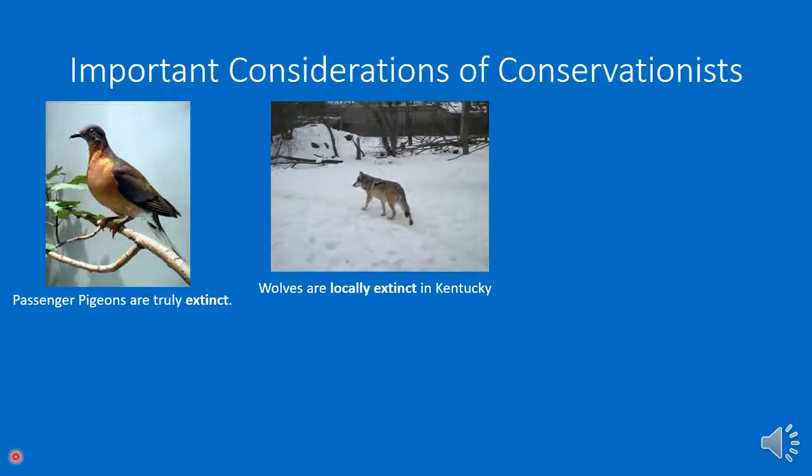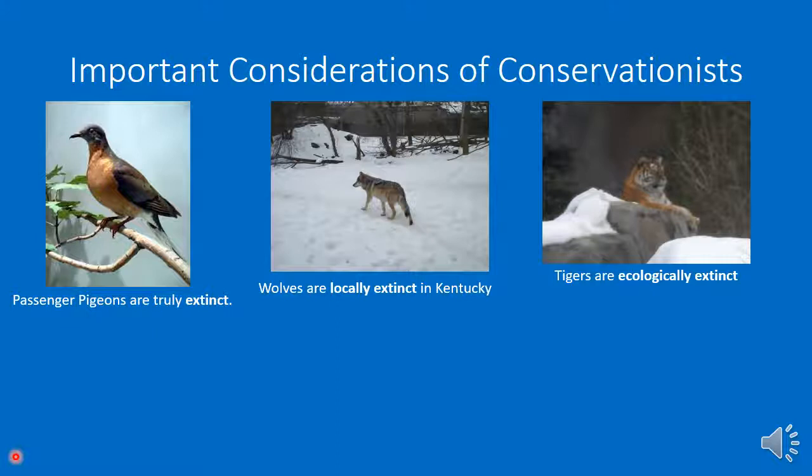Okay, so wolves. Wolves are what we call locally extinct. Here in Kentucky, we don't have wolves, right? I mean, there might be somebody who's got a wolf as a pet in their backyard or something crazy, but historically we had wolves that lived in Kentucky, and now we've killed them all, so they're locally extinct. Their species still exists in other places, they're just locally extinct here.